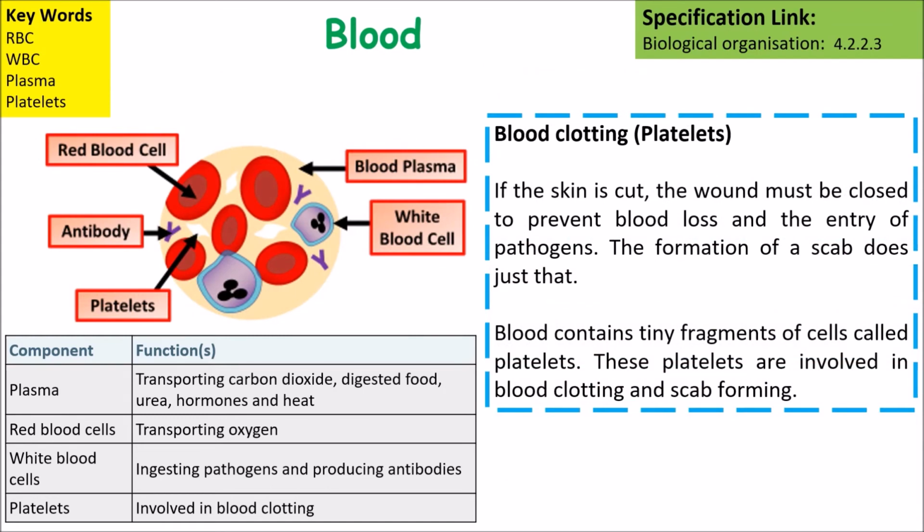Platelets are what enables the blood to clot. So if the skin is cut, the wound must be closed relatively quickly to prevent blood loss. So the blood contains tiny fragments of cells called platelets, and these platelets are involved in forming scabs.